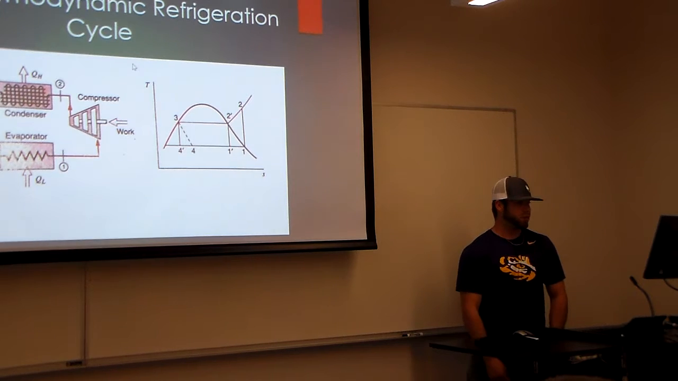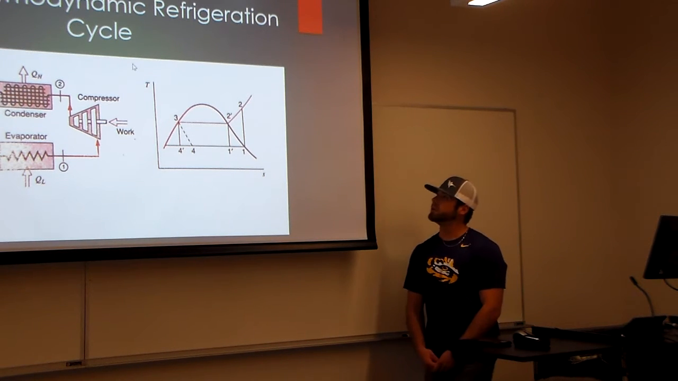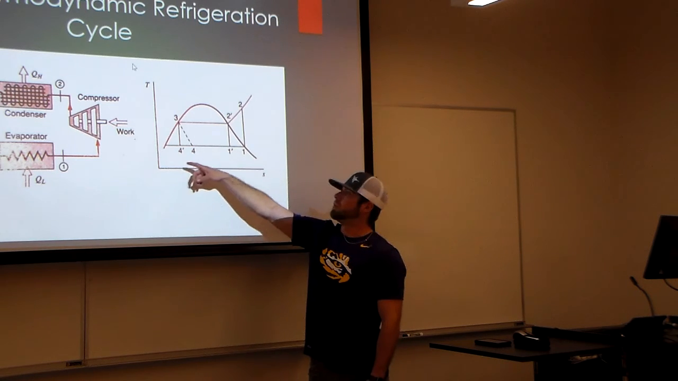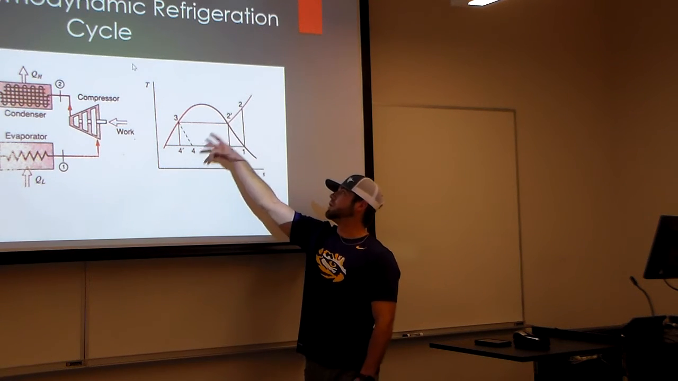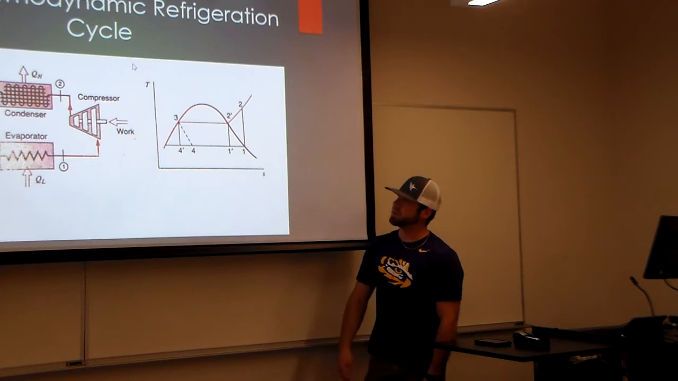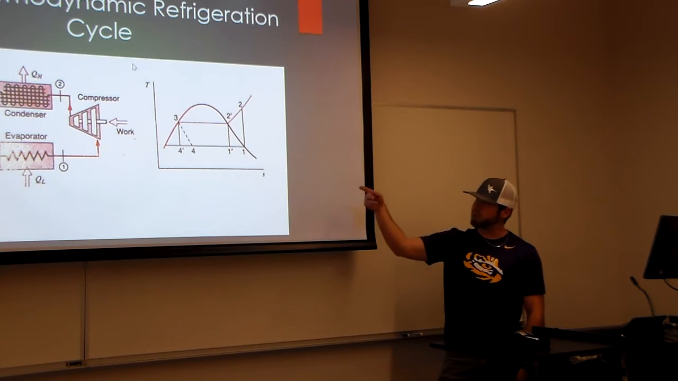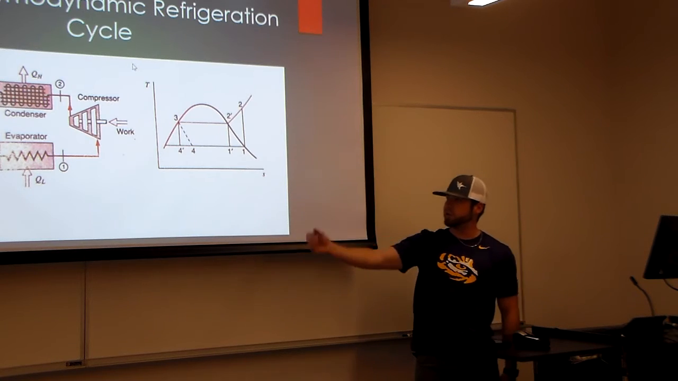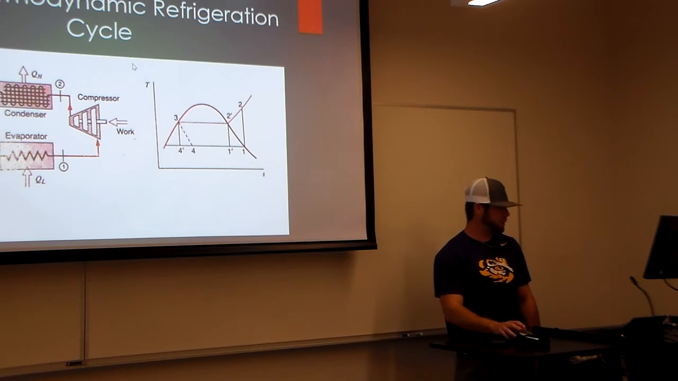Here is our ideal thermodynamic refrigeration cycle. As you can see, this is your actuals right here. So in an ideal cycle, you want to stay underneath your curve in the TS diagram. And you can also see where the work goes into the compressor. Your QH is coming out of the condenser, and your QL is going into the evaporator.